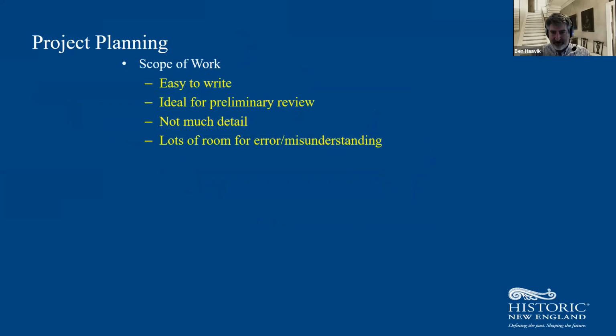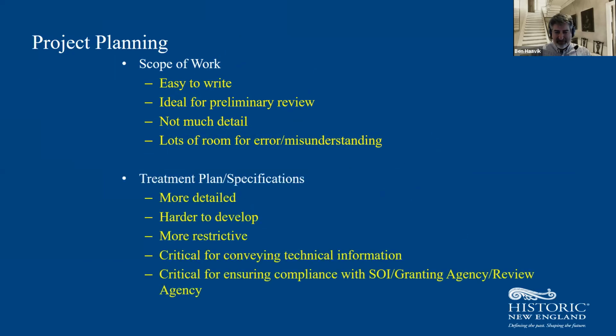So scope of work is really easy to write, ideal for preliminary review, but there's not much detail and there's lots of room for error and misunderstanding. For the treatment plan and specifications, I use "treatment plan" because it's friendlier than "specifications." You mention specifications and a lot of people get scared. Frankly, some contractors get scared. They're like, "I don't do specifications," and it's like, okay, how about a treatment plan? Oh, okay, that sounds better. It's more detailed, which means it's harder to develop, but it's also going to be more restrictive because you're going to have more detail in it.